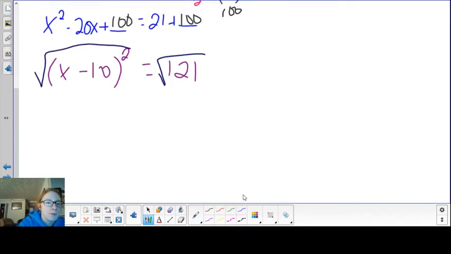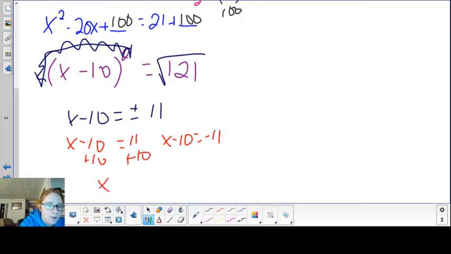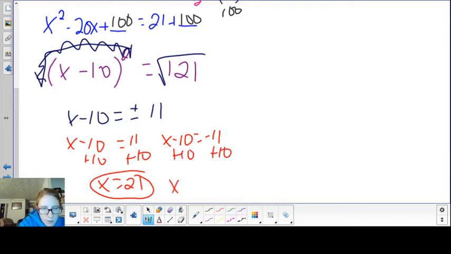So when I square root, my square and my square root cancel. So I'm left with x minus 10 is equal to plus or minus 11. So I get x minus 10 is 11. I get x minus 10 is negative 11. Add 10. X is 21. Add 10. X is negative 1.